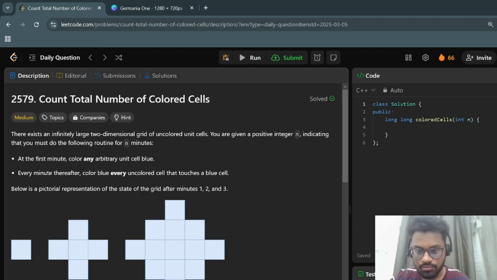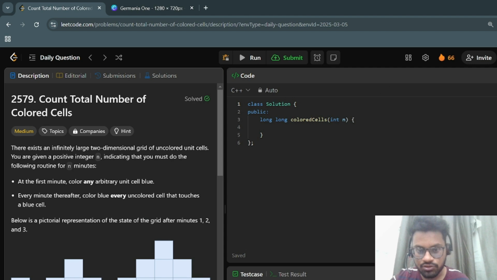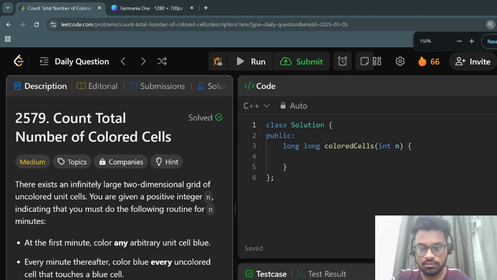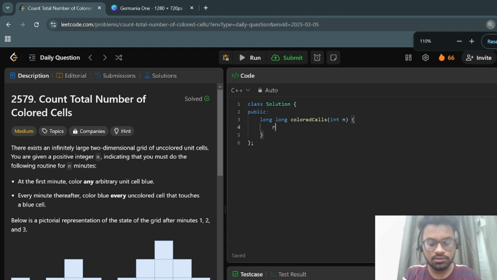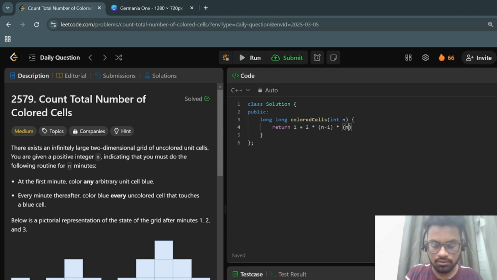Let me zoom out a bit. What we need to return is 1 plus 2 into n minus 1 into n. We need to return a long, because we are multiplying and adding only integer terms, so the answer that we return would be an integer.